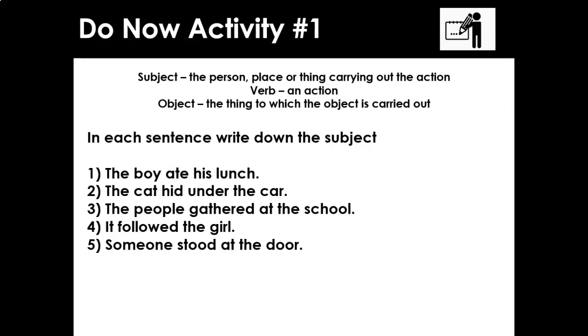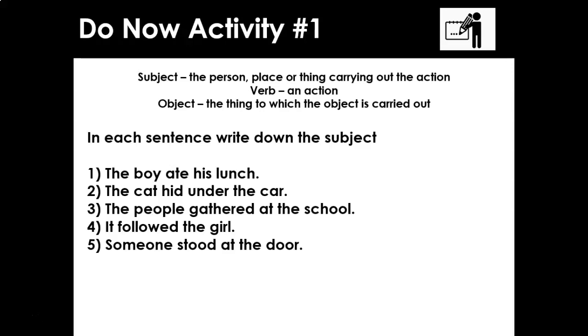So here we go, lesson 2. So it says at the top, we've got a do now activity. Now this is just a really quick recap on some of the key things we were thinking about on Monday. So it reminds you here that the subject is the person, place, or thing carrying out the action, that the verb is an action, and the object is the thing to which the action is carried out upon. Right, so all you need to do in each sentence is write down the subject.